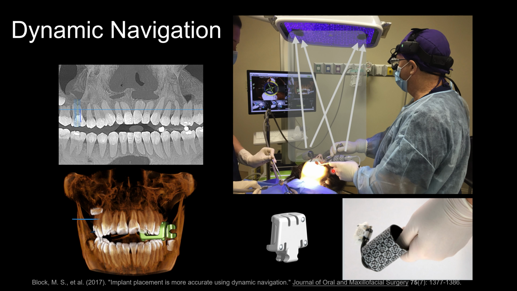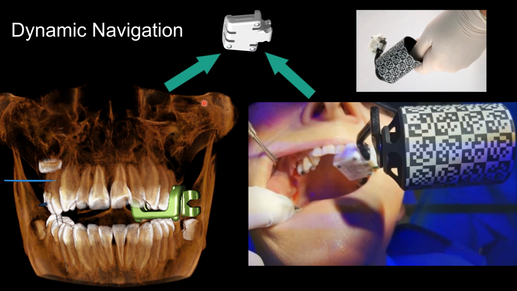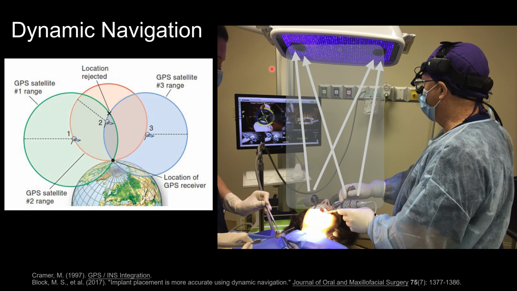And the camera here will capture the tracker and put reality and the digital world together, like this. This is the bite block in CBCT, and this is the bite block in reality, and the reality and the CBCT communicate through this bite block. And this is how the camera works.